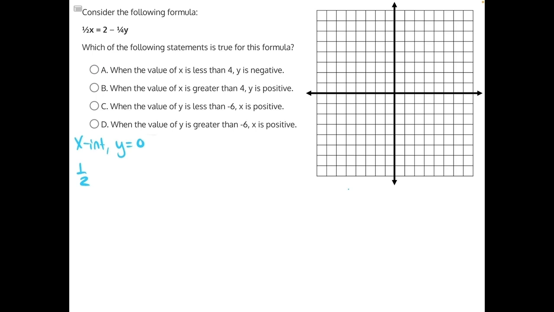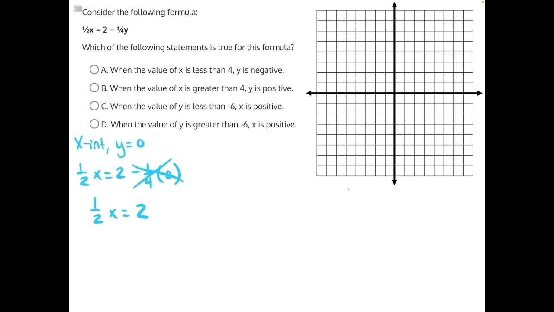We have 1/2 times x equals 2 minus 1/4 times 0. Anything times 0 is just 0, so this will cancel out, leaving us with 1/2 x is equal to 2. 1/2 is being multiplied to x, so the opposite operation to isolate it would be division.